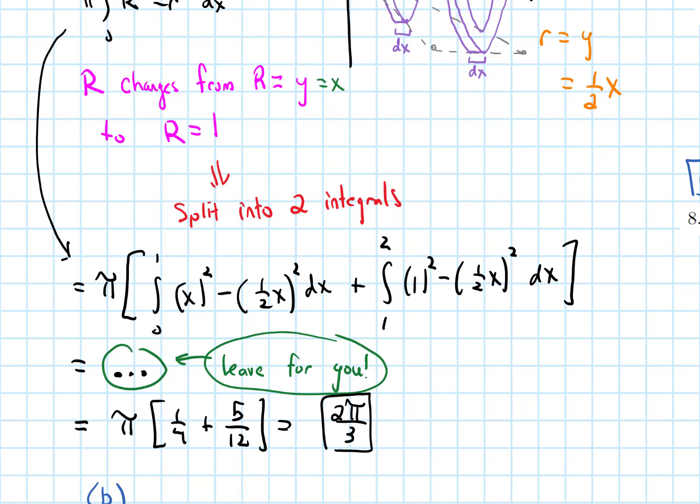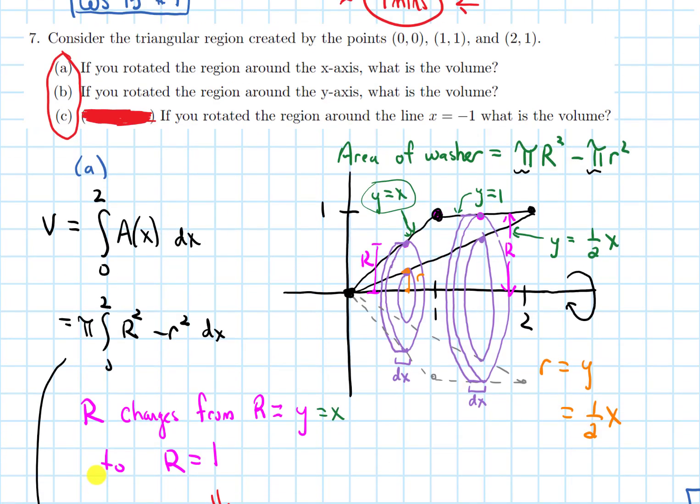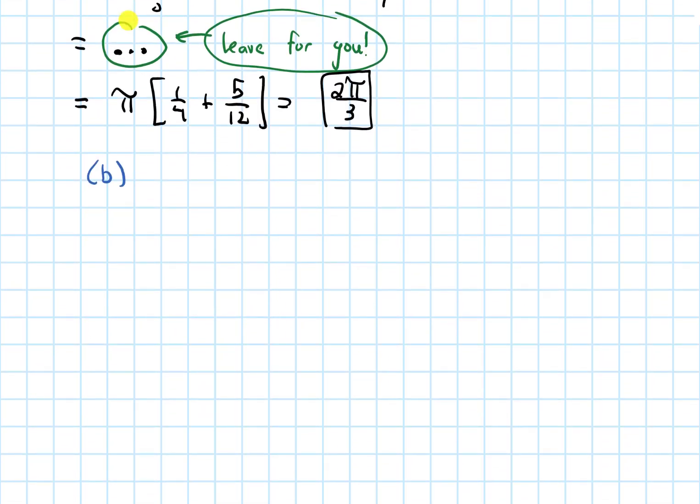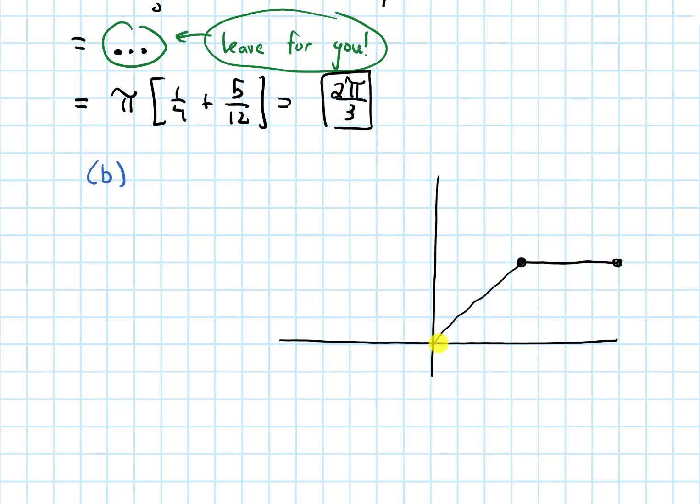All right, so we are ready for part B. In part B, it says to now rotate this region around the y-axis. So I'm going to begin with another picture. Our region looks something like this: we have a point here, and then we have this triangle where this is 1, this is 2, and this is a y value of 1. So now we're going to rotate this around the y-axis.